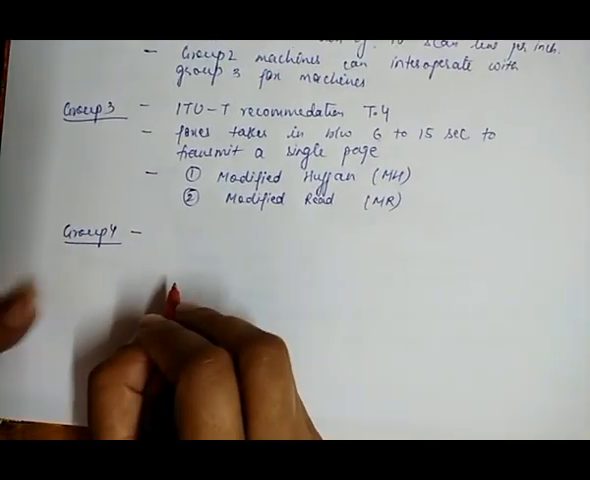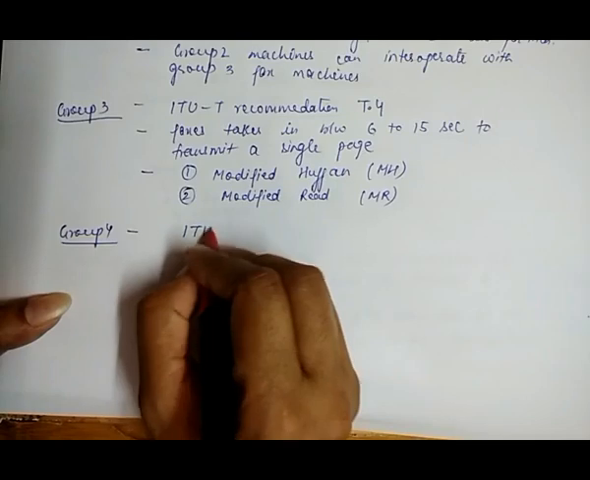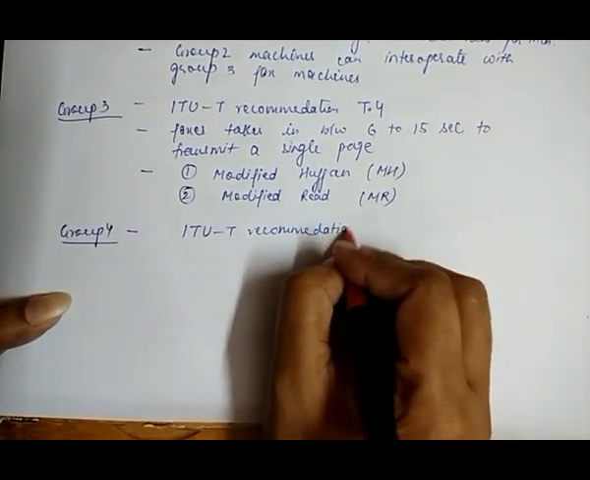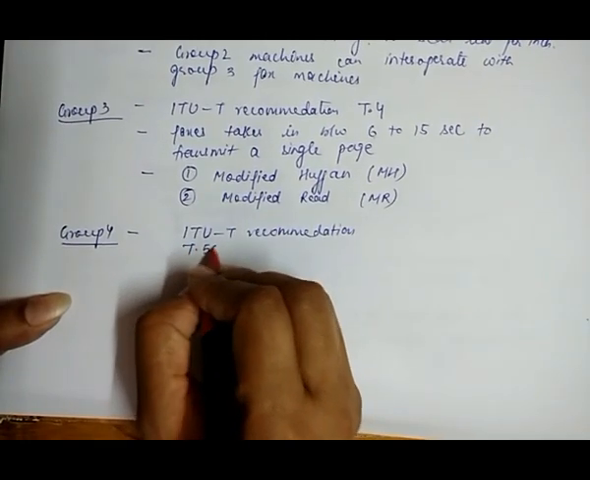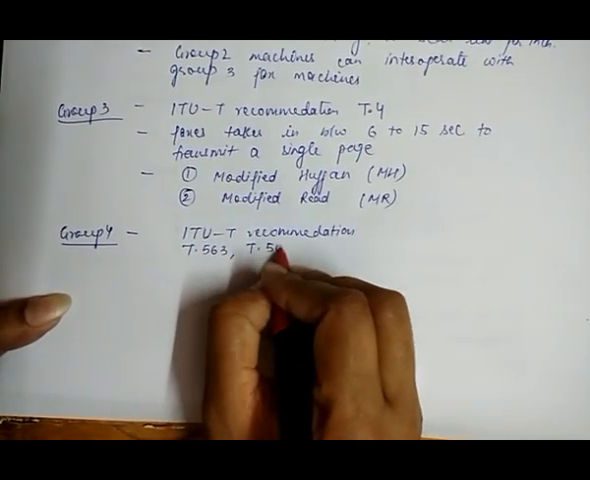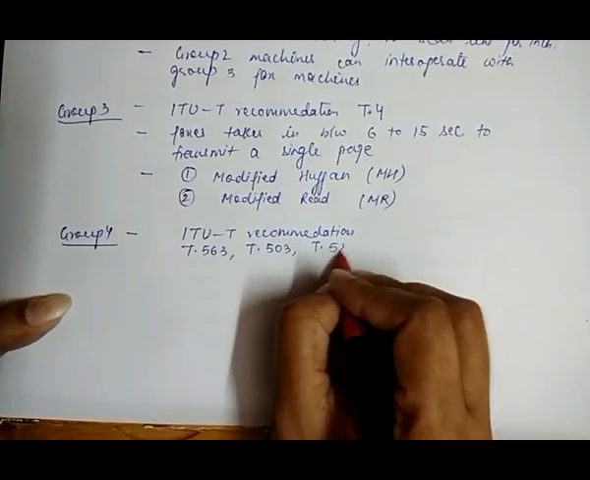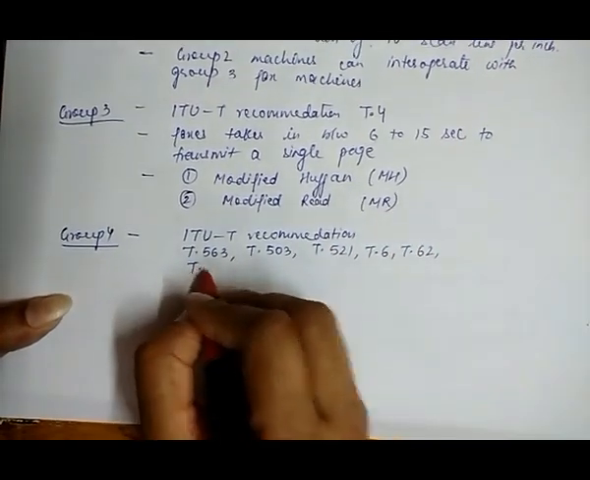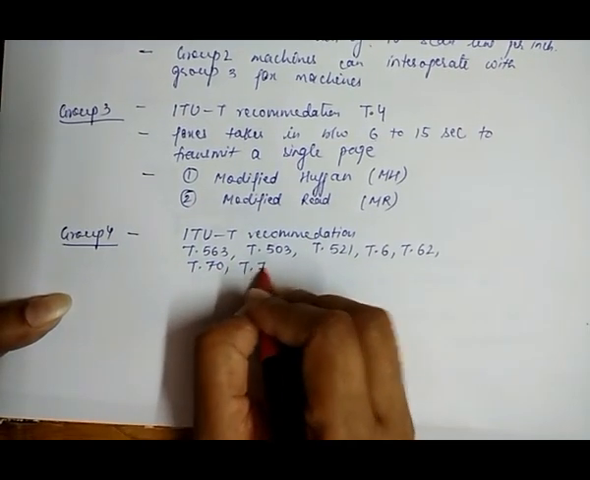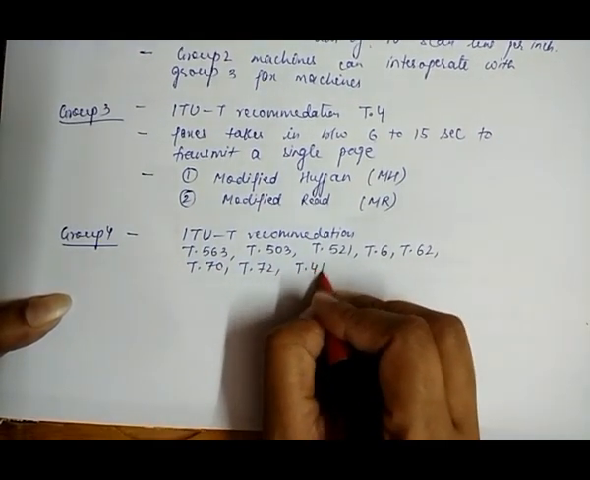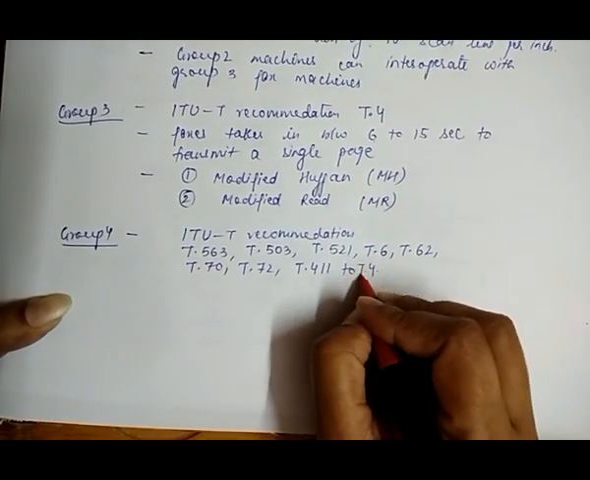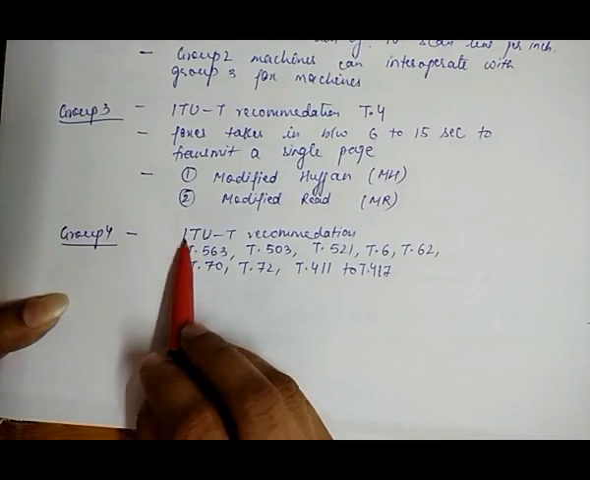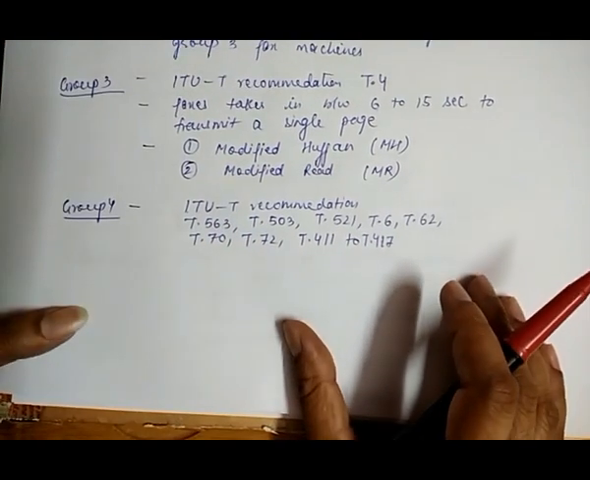Now this group 4 has an ITU-T recommendation, and there are many recommendations in group 4. First is T.563, T.503, T.521, T.6, T.62, T.70, T.72, T.411 to T.417. So these are all the recommendations given by ITU-T in group 4 itself.